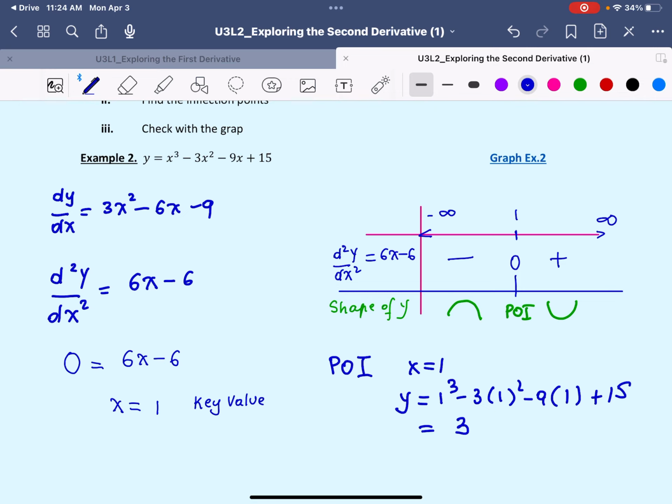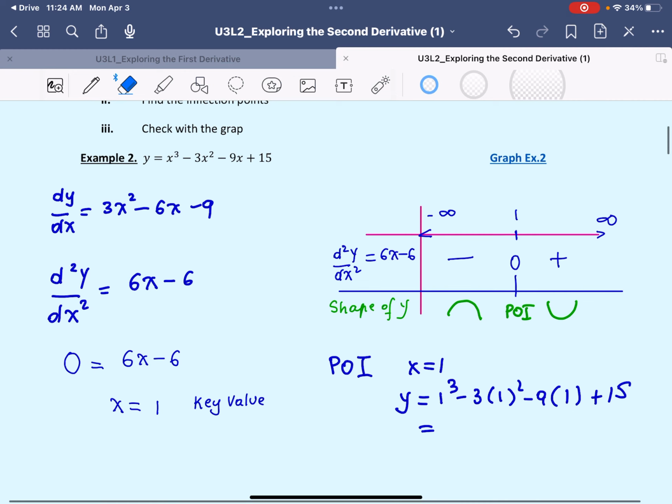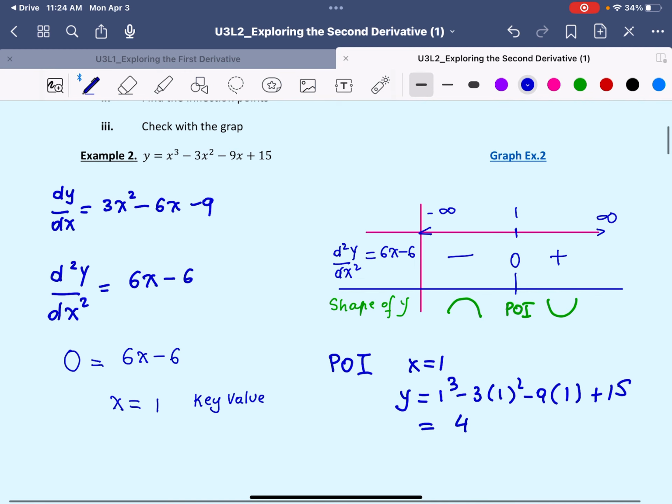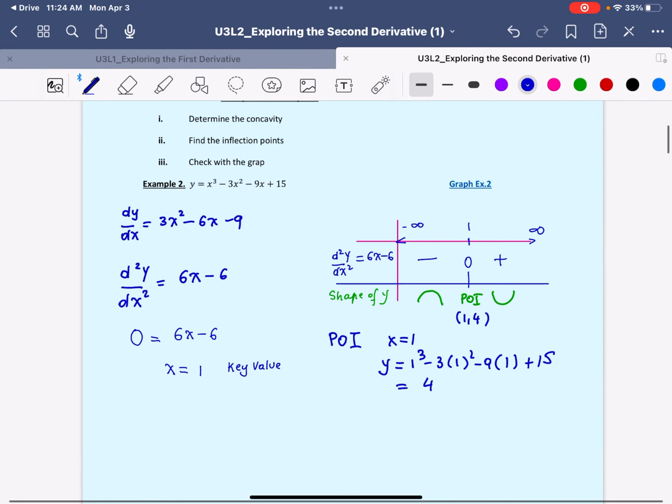So therefore, we're going to say negative 3, negative 2, that's a 4 actually. So negative 2 minus 9, negative 11, plus 15, 4. So the point of inflection will be at x equals 1 and y equals 4.